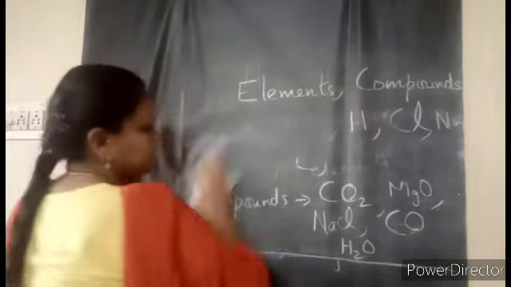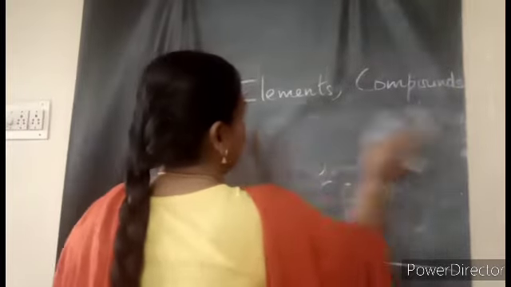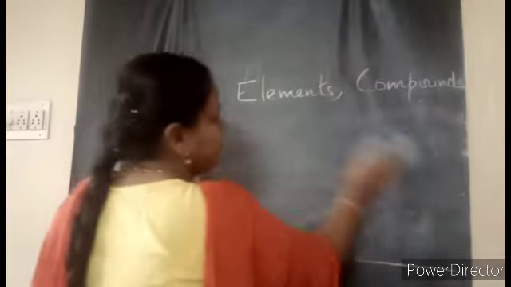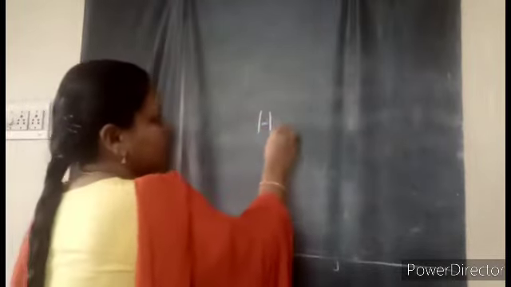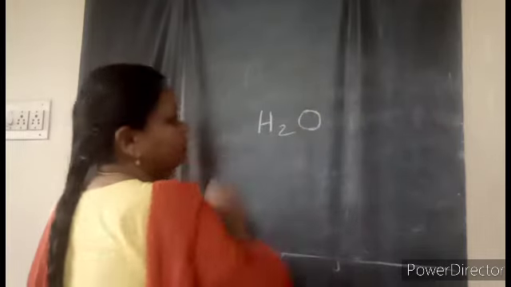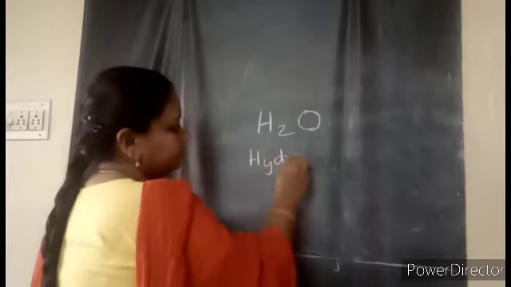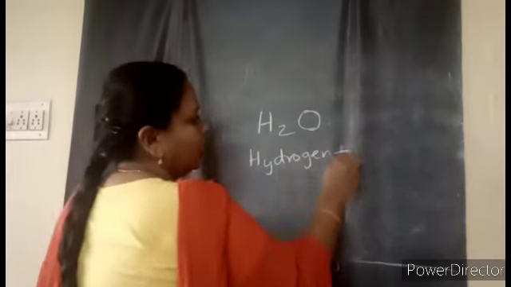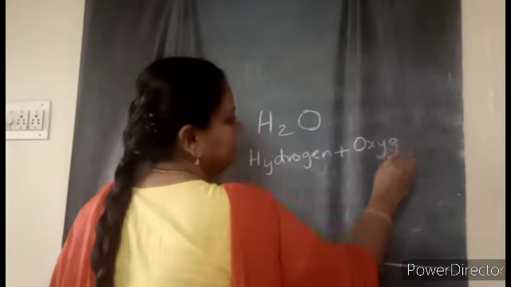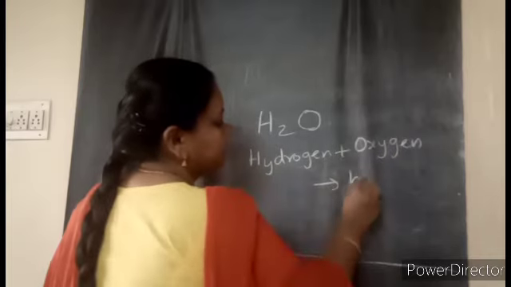Now we will learn about water so that you will understand better, and it will be very easy for you to understand chemical and physical changes. Now see here, H2O is water, children. H2O is the formula for water. So now you know that hydrogen and oxygen both react and water is formed.